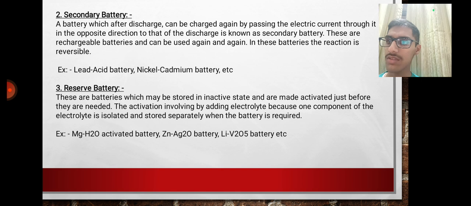Reserve batteries. These are the batteries which may be stored in an inactive state and are activated just before they are needed. The activation involves adding electrolyte, because one component of the electrolyte is isolated and stored separately until the battery is required. Examples: magnesium water activated battery, zinc silver oxide battery, lithium vanadium pentoxide battery, etc.